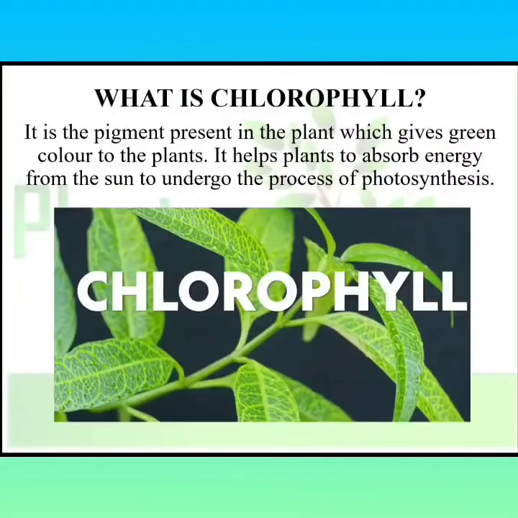What is chlorophyll? Chlorophyll is the green pigment present in the plant which gives green color to the plants. Now, what is the use of chlorophyll? It helps the plants to absorb energy from the sun to undergo the process of photosynthesis.